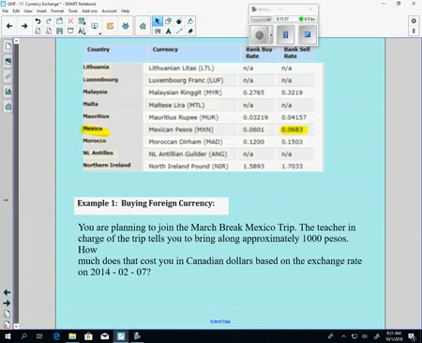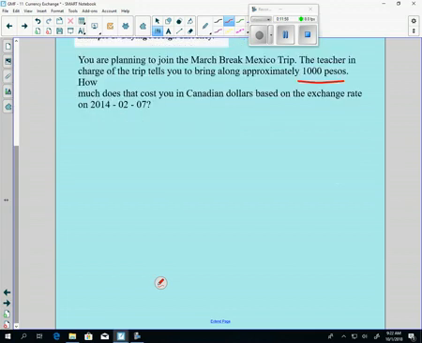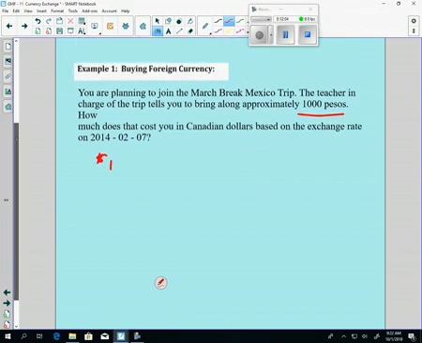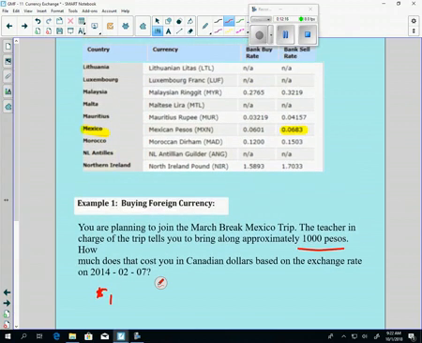So here's an example. Say you're going on a trip. You're going to Mexico on the March break. The teacher tells you to bring along approximately 1,000 pesos. That's the money that they use in Mexico. How much does that cost you in Canadian dollars? Well, we know now how to set up ratios. We need to know what $1 Canadian is worth in exchange rate. So if I go up here, it says that they're going to sell it to me for 0.683.